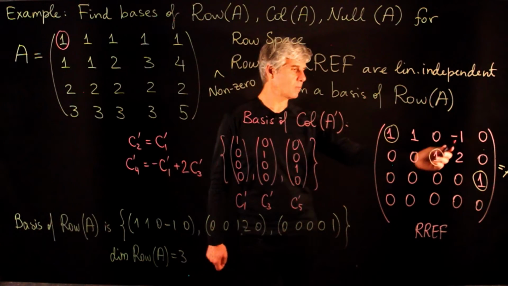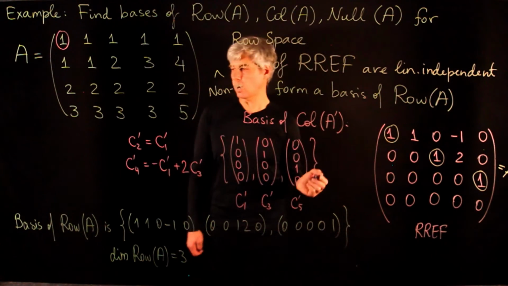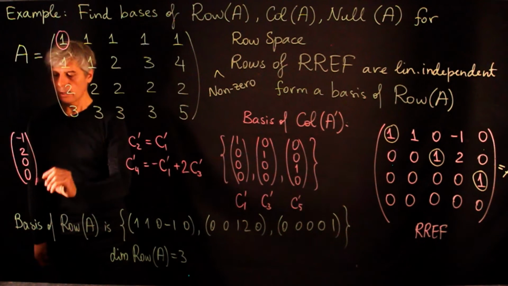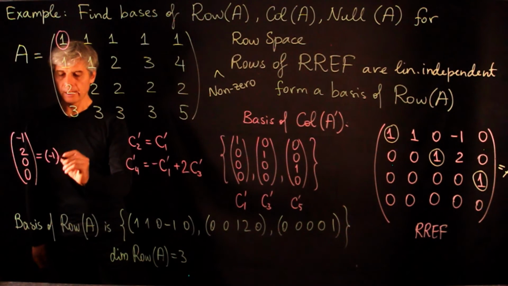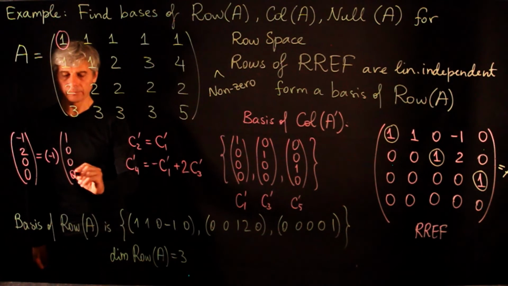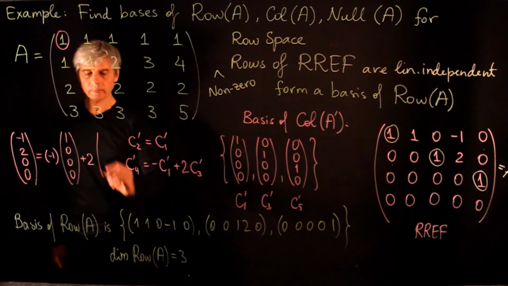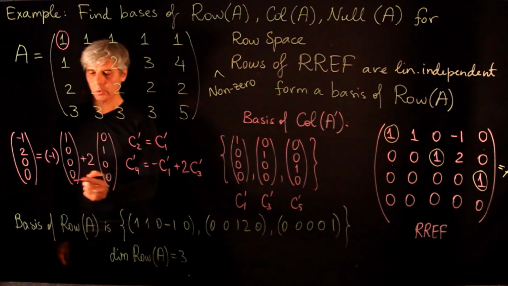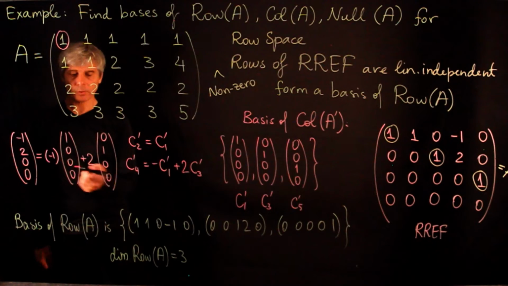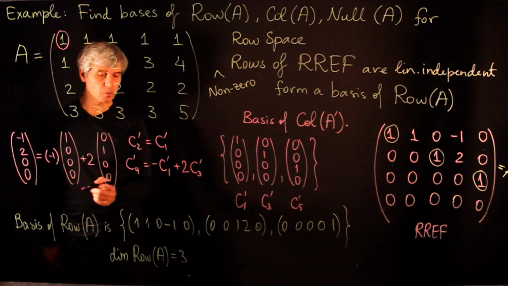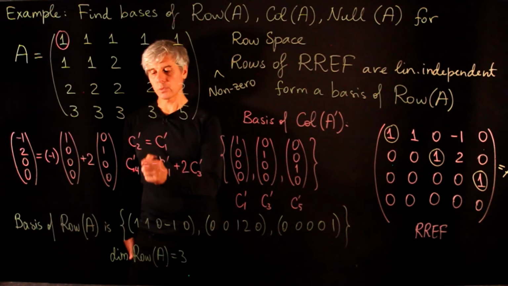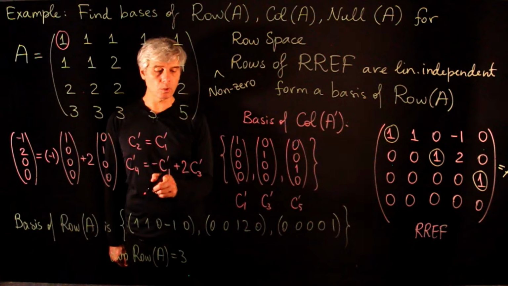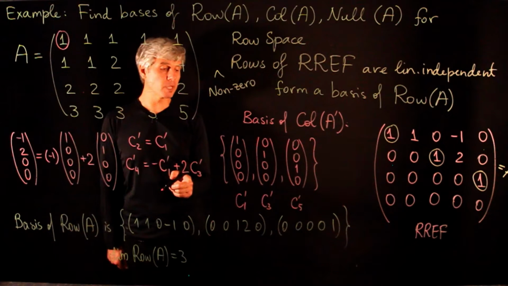Right? So what we are saying is that if we take minus 1, 2, 0, 0, then this is equal to minus 1 times 1, 0, 0, 0 plus 2 times 0, 1, 0, 0. And so these are vectors from the standard basis. This tells us that the fourth column of this matrix is a linear combination of the first column of this matrix and the third column of this matrix.